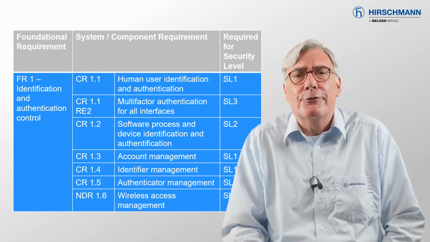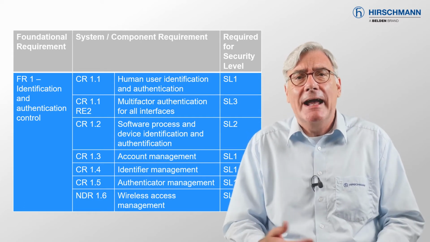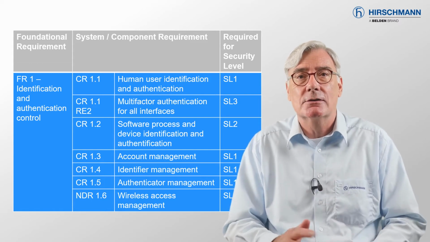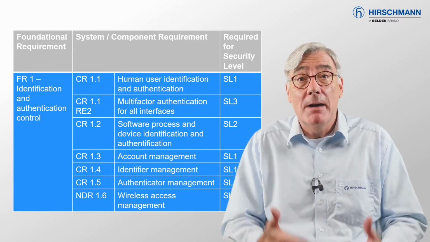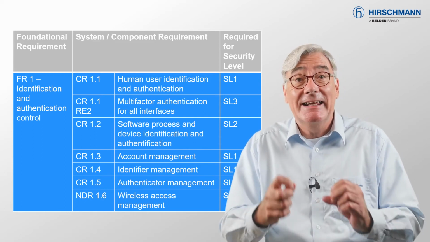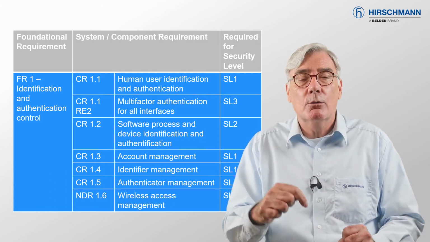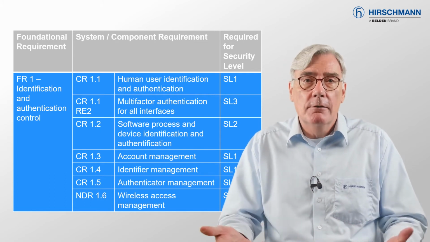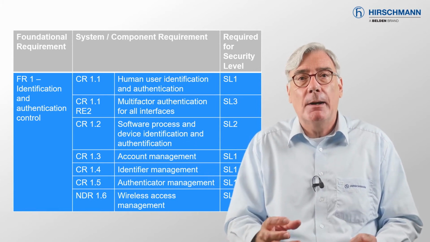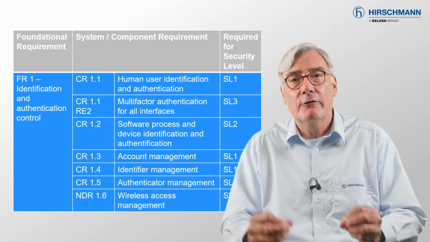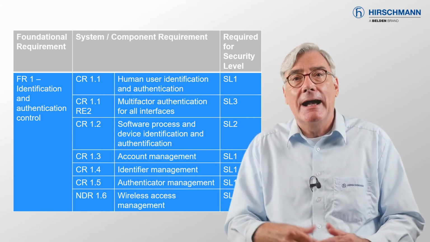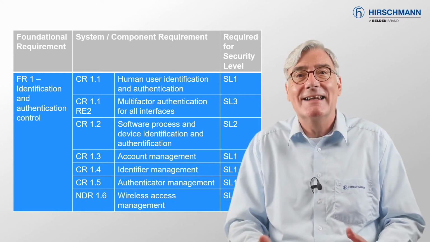To achieve SL3, the basic identification and authentication described in CR 1.1 is not sufficient. In this case, the device must support the functionality defined in the requirement enhancement CR 1.1 RE2. Finally, if the product to be rated is a wireless device, it must comply with the network-specific requirement numbered NDR 1.6 to cover access management for wireless networks.